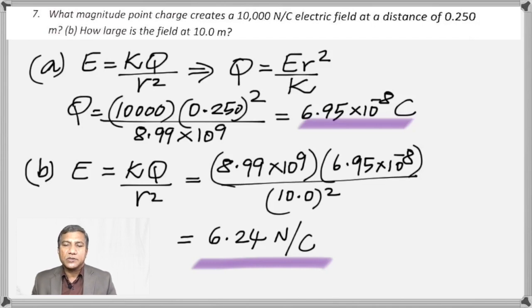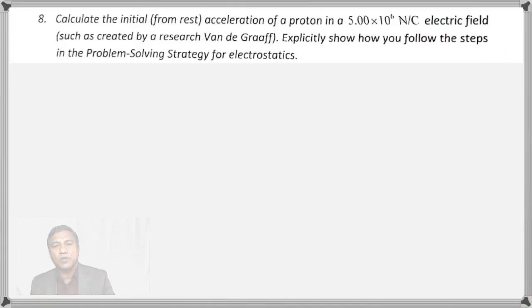Okay. So that's how we do this problem. This is a problem where you got to calculate the initial acceleration of a proton in a very large field. It's 5 times 10 to the 6 Newton per coulomb, 5 million Newton per coulomb electric field. And such fields can be created by the Van de Graaff generator. So we just need to find the acceleration of a proton.